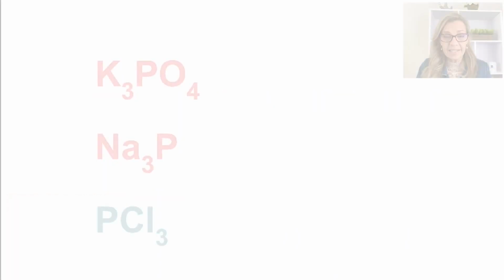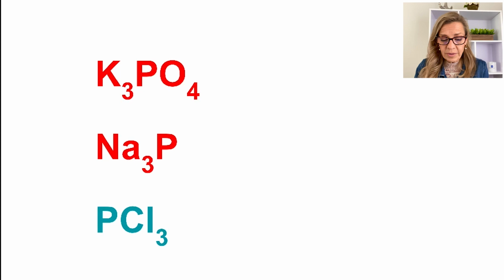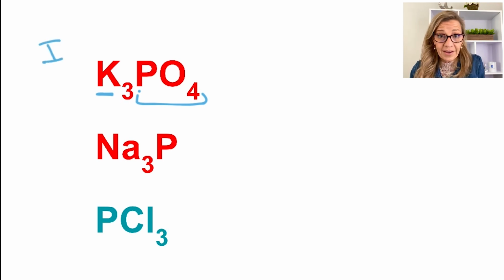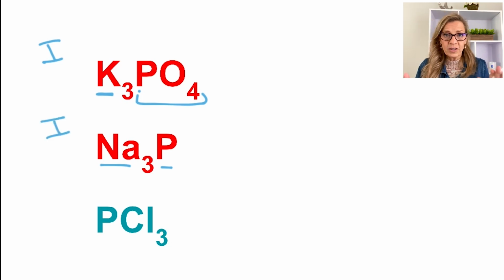So first thing, let's identify what we have here. I do notice I have a metal. Potassium is a metal, and then this is a polyatomic on the end there. That's phosphate. So I know this one's ionic. The next one, a metal. Sodium is a metal, and then phosphorus is a non-metal, so that makes an anion. Those two are ionic. Now the last one, I've got phosphorus is a non-metal, and very close to it on the periodic table is chlorine, which is a non-metal. So this one is going to be molecular.